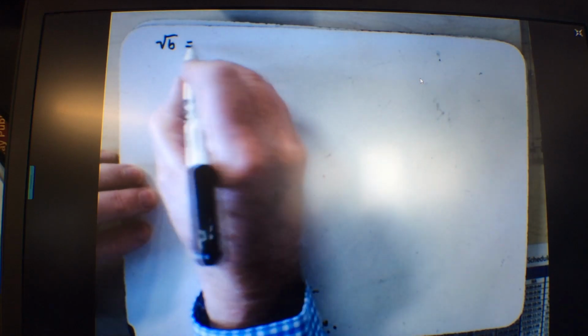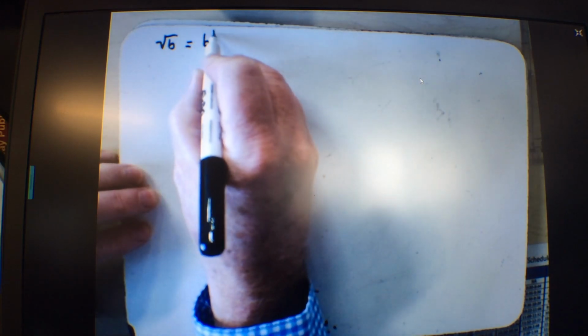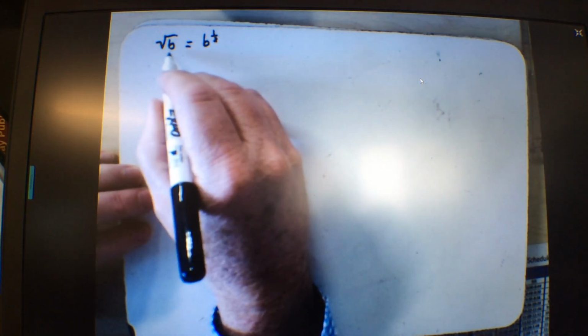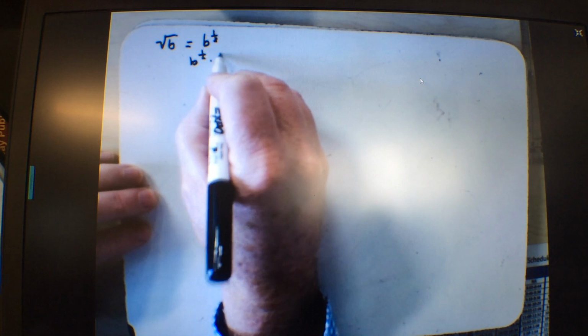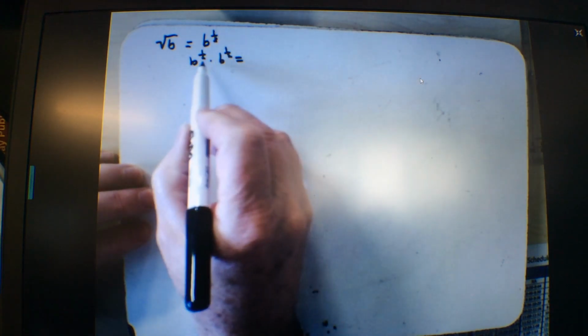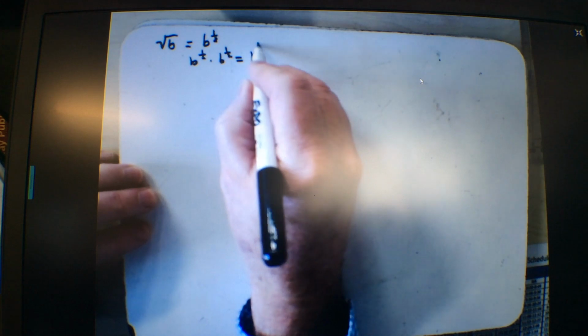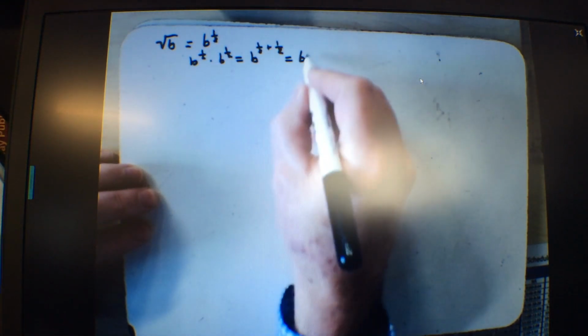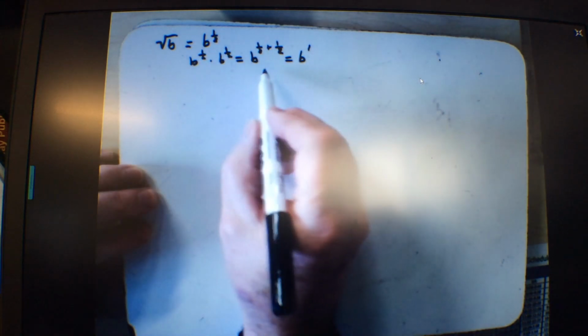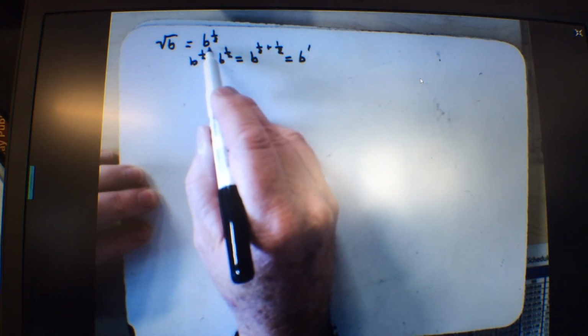What we learned yesterday was that this is the same as this, b to the 1/2 power. I'll show you why this works. We know that if I take b to the 1/2 power and I times it times b to the 1/2 power, you might have forgotten this, but this is b to the 1/2 plus 1/2, which is b to the 1 power, because they have the same denominator, and we add the numerators. Correct? So therefore, the square root of b and b to the 1/2 power are the same.